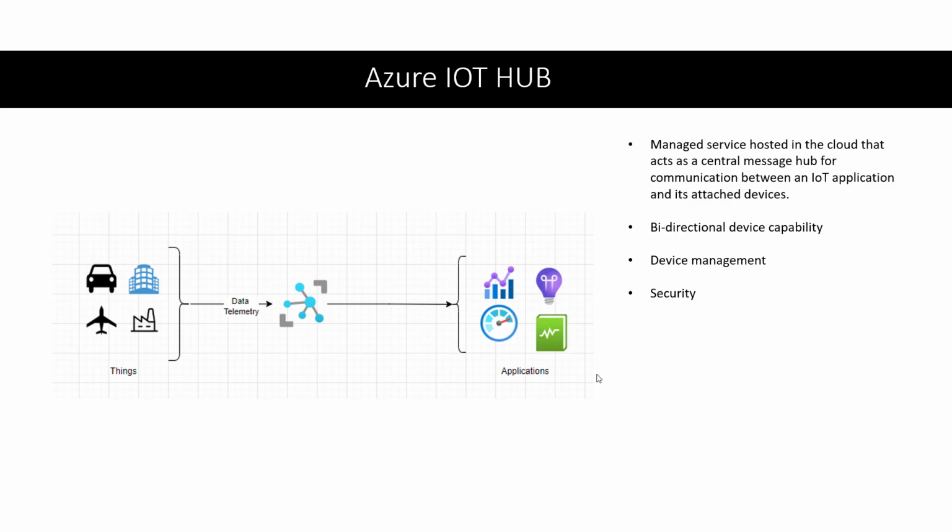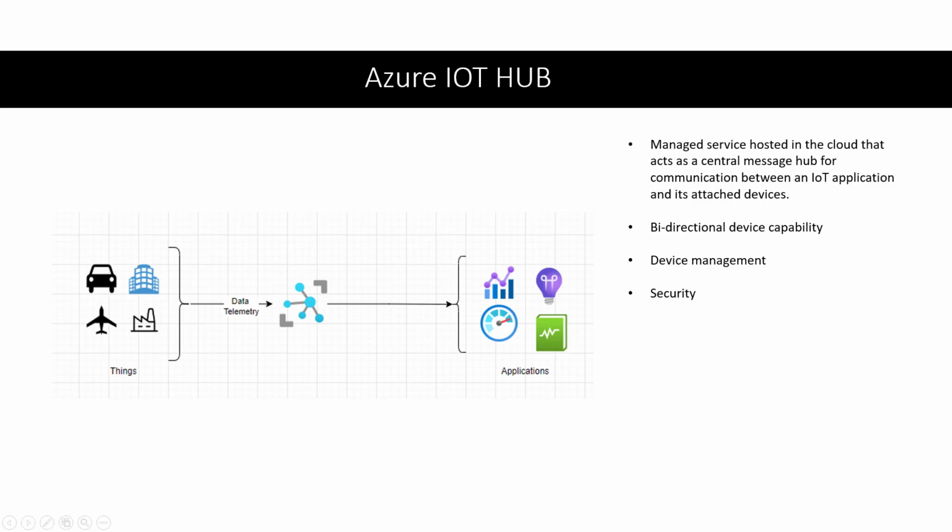What is an Azure IoT Hub? Now the textbook definition or Microsoft definition is Azure IoT Hub is a managed service hosted in the cloud that acts as a central message hub for communication between the IoT applications and its attached devices.